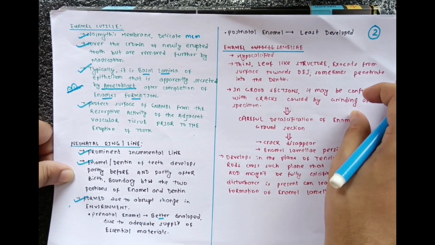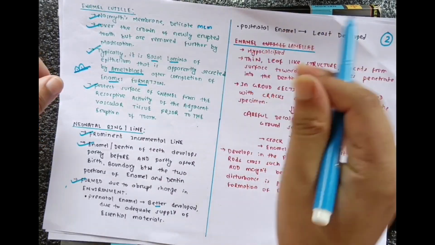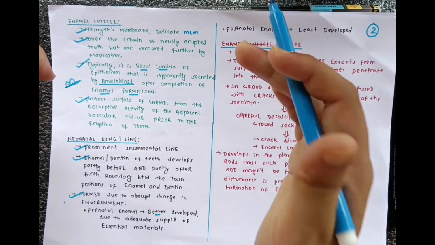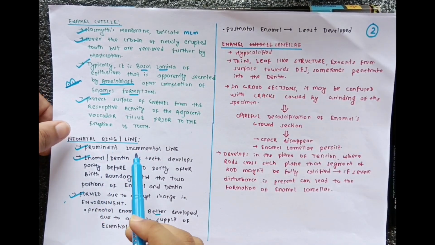But when it becomes postnatal enamel, it is less developed, so there is an abrupt change in the environment of the tooth that leads to the formation of the neonatal ring or line.